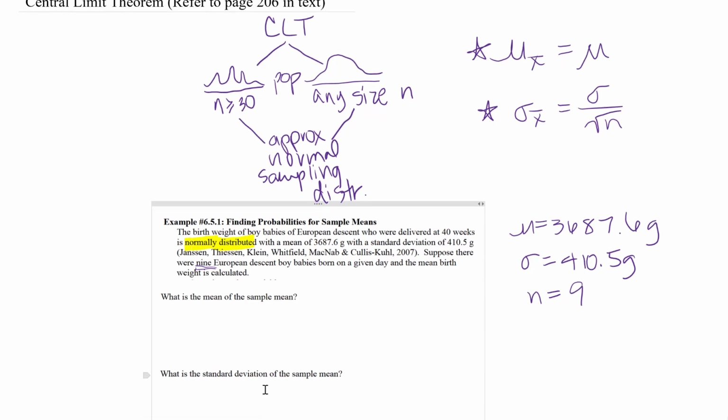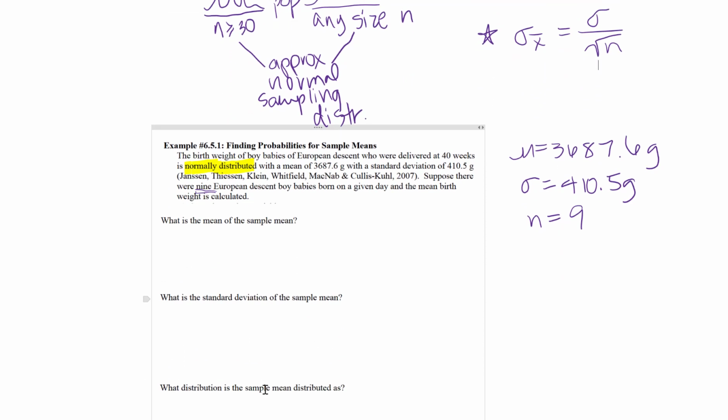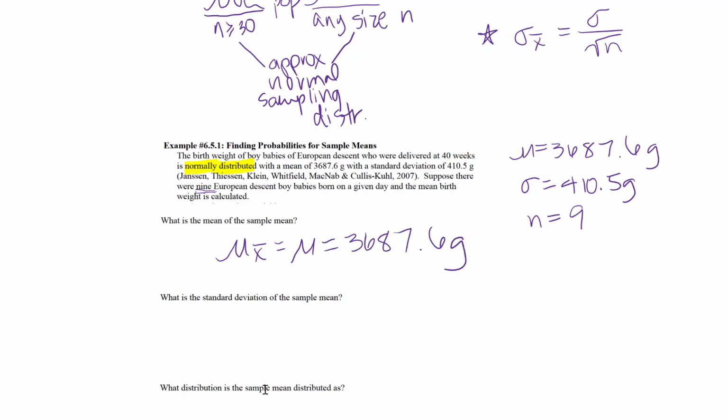Okay, so moving on. What is the mean of the sample mean? That's just our mu x bar that we just discussed, and it's equal to the population mean, which was given as 3,687.6 grams.